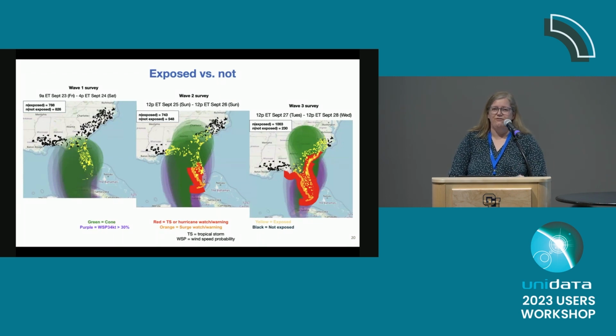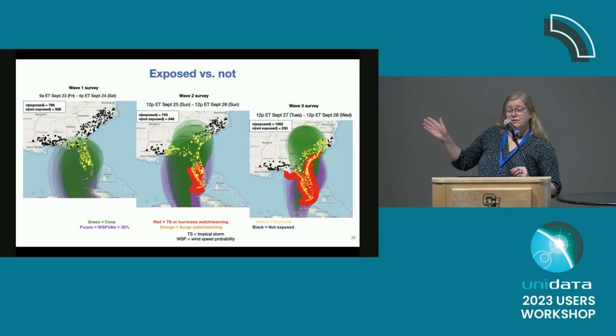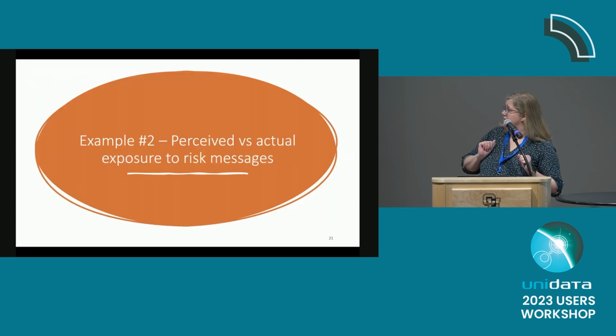So this is just a quick, very ugly picture of what our exposed versus not exposed look like. I call this the ketchup and mustard sort of plot. It's sort of like a carnival, but it does show all of the different things that went into our exposure versus not. And the yellow zip codes are the ones that were considered exposed at the 3 different waves that we did surveys, and the black were not.